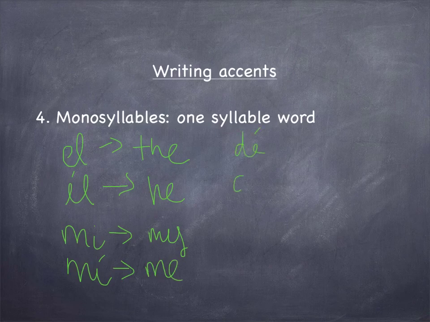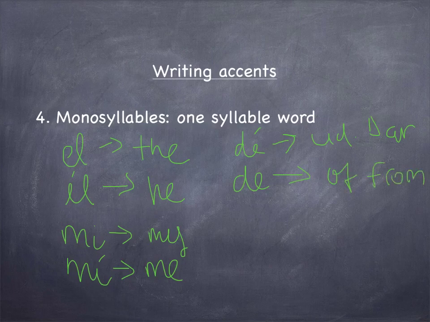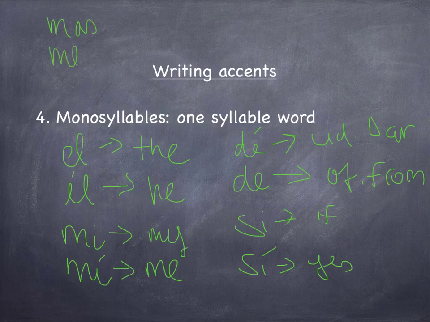De and dé with an accent is the command form, the usted command of the verb dar, and de means of and from. Another one is si, which means if, and sí, which means yes. Another very common one is mas and más. Más with an accent means more, and mas without an accent has the meaning of but. Okay, and I think that's it for today.